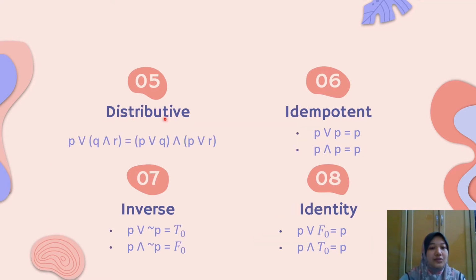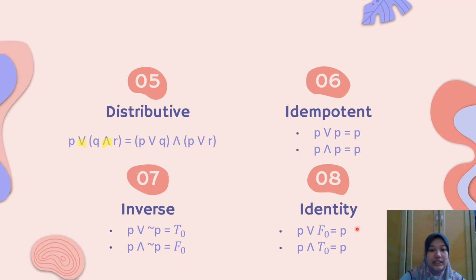Number 5, distributive law. We apply distributive law when the sign outside the bracket and inside the bracket is different. Number 6, idempotent law, when P or P equals to P, P and P equals to P. Number 7, inverse law. When P or negation P equals to tautology, P and negation P equals to contradiction.